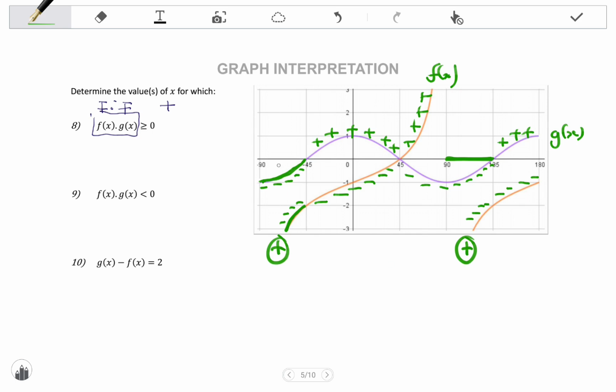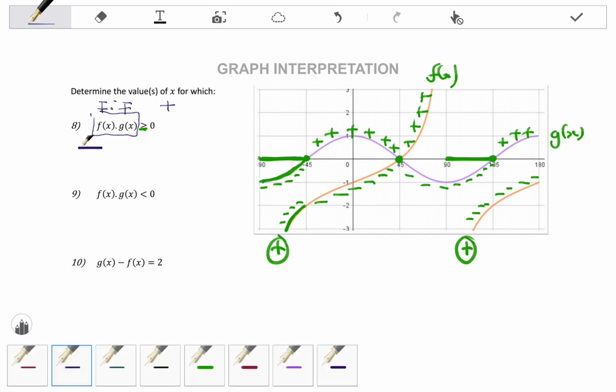So the parts where we got a positive product were negative 90 to negative 45, and between 90 and 135. Now the part that I have not focused on yet is where the product is equal to 0. The product will be equal to 0 if one of the y coordinates is 0. So any point where the graph lies on the x-axis, we would have a product of 0. So that's at negative 45, at 45, and at 135. So we must remember to include those values.